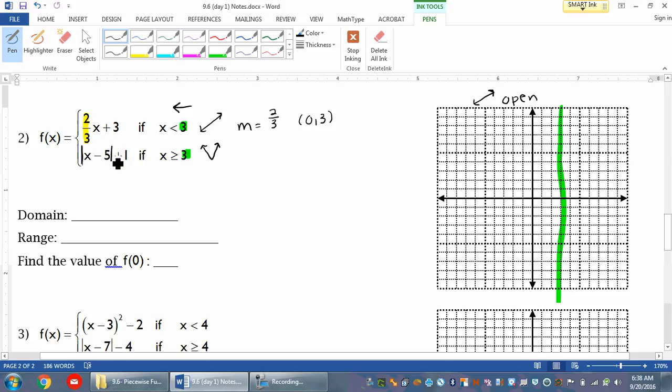Okay, I have my absolute value. Again, look at where the arrow is with the inequality. It's going to be on the right side of the line, and since it has the or equal to, the circle is going to be closed.